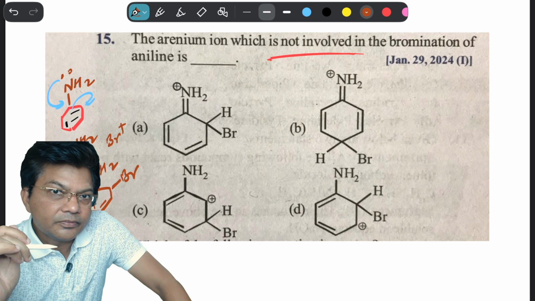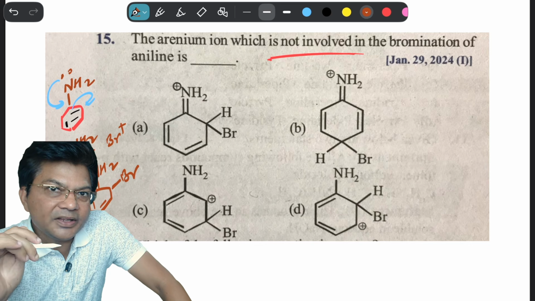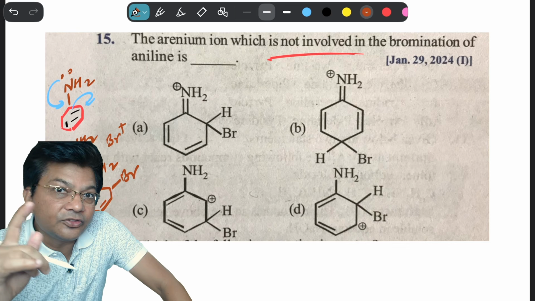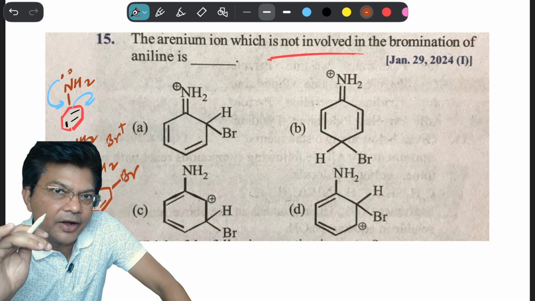Remember that before attempting the question, read it out twice and see the options. Don't start writing from this question.